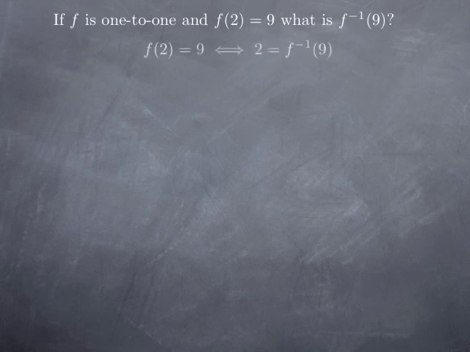And here is simply applying the definition. If the function is one-to-one, saying that f of 2 is 9 is exactly the same as saying that 2 is f inverse of 9. So in other words, f inverse of 9, which is what we're looking for, is 2.